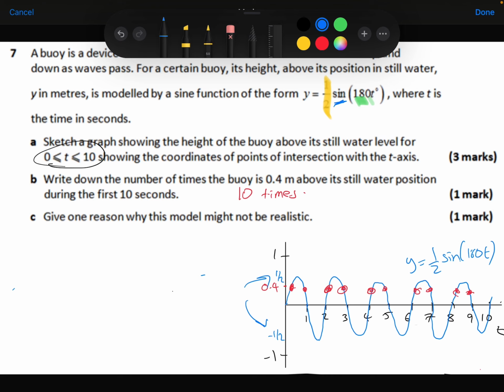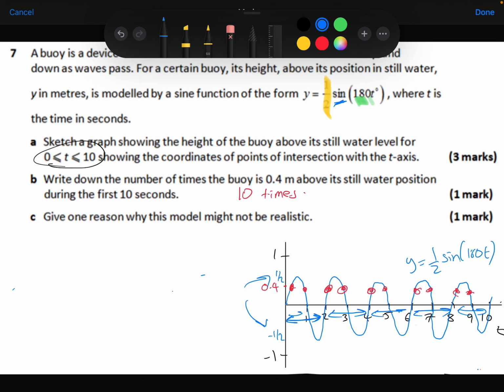It's also unlikely that the time period to do one cycle would always be 2 seconds. This model is saying that the time period is always going to be 2 seconds. That's for it to start from its original position and get back to its original position. It takes 2 seconds. So again, it's unlikely that it would always take 2 seconds.